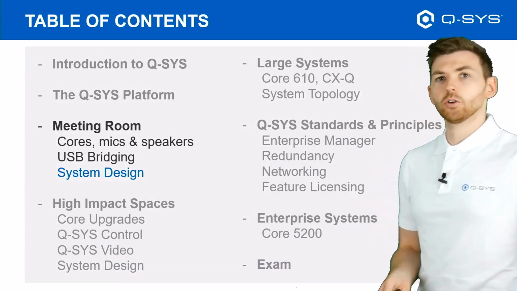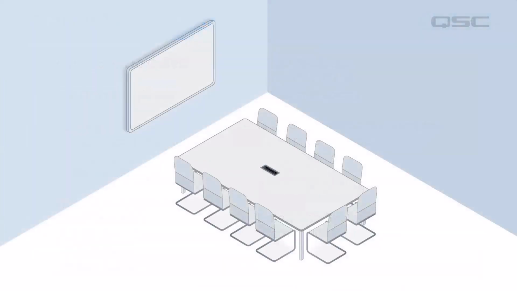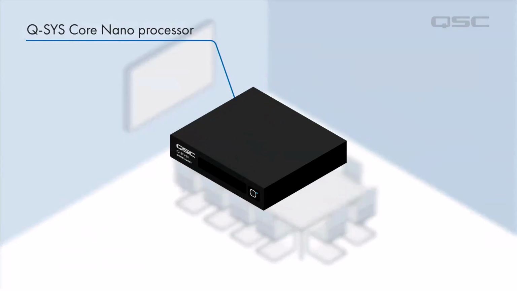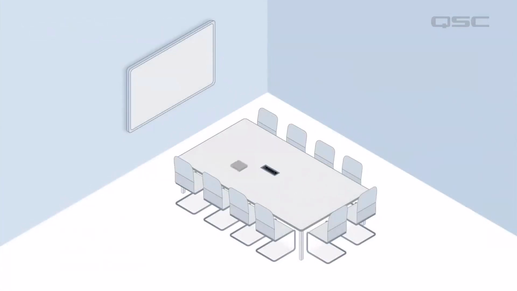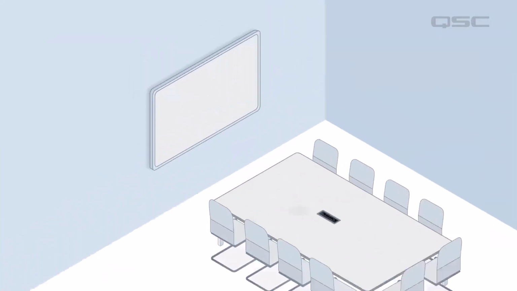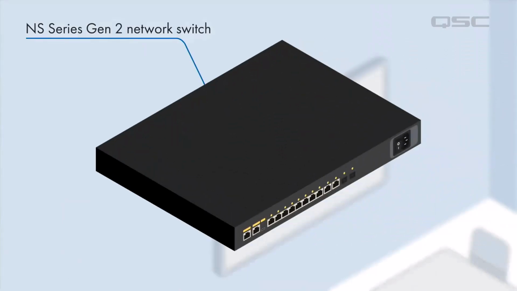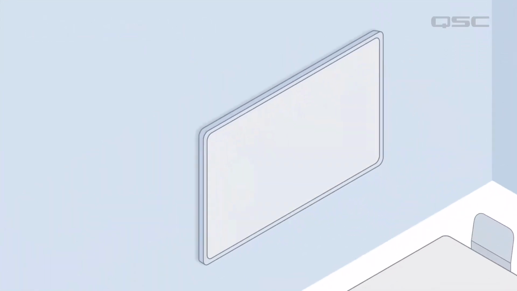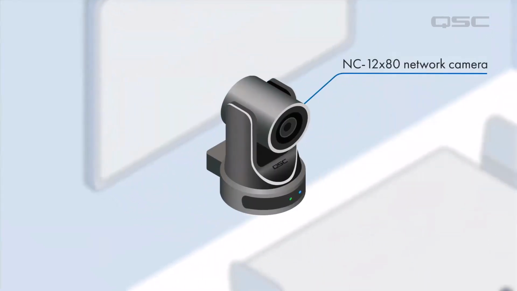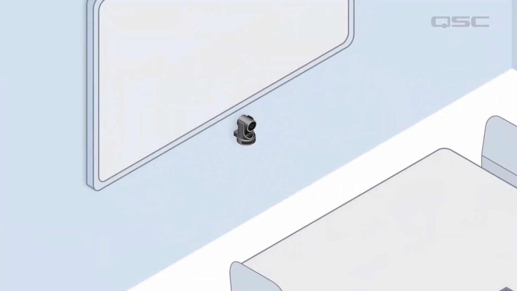Let's go into that room and see how it's going to work. So we're going to add in a Core Nano, and I'm using a Core Nano because I really don't have much of a requirement for analog audio in this space, which is nice and simple. Now I'm going to go over here. We're going to have a network switch. Now this could be a client network. This could be a dedicated AV network. We'll add in a camera, and of course we could add in more cameras as needed.